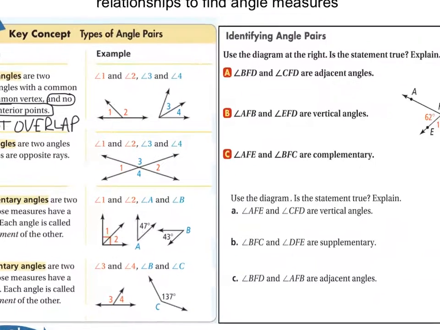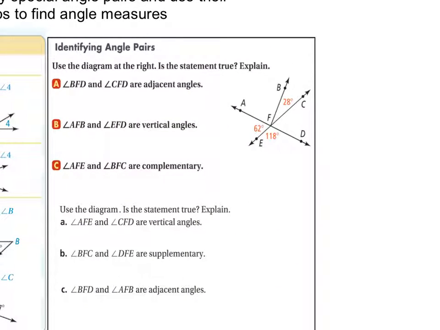So let's take a look here at some examples. It says here, use the diagram at the right. Is the statement true? And then be able to explain. It says here, angle BFD and angle CFD are adjacent angles. So let's outline these again. I'm going to put BFD in the yellow. So angle BFD is right here, B to F to D. You can see that in the yellow highlight. And then we're going to put CFD in the red. So CFD, C to F to D. It says here that those are adjacent angles.